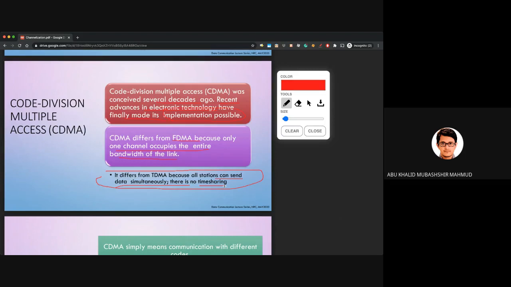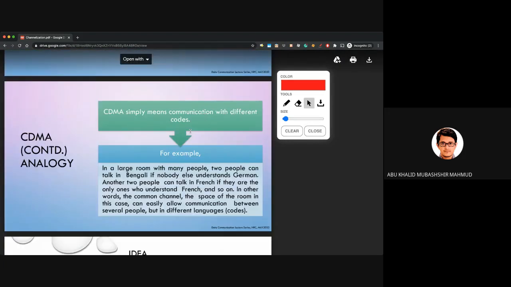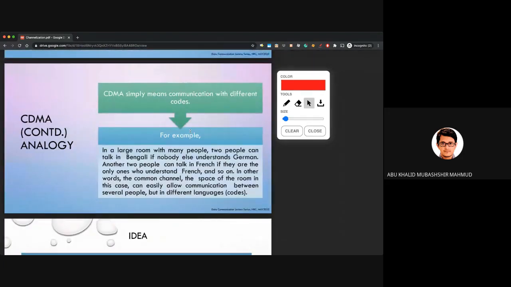So why do we need this CDMA, and why do we not need FDMA and TDMA, and why are they kind of obsolete right now? The difference is right there. It's quite striking actually. So let's move on forward with the analogy.